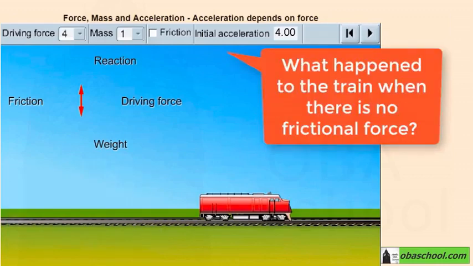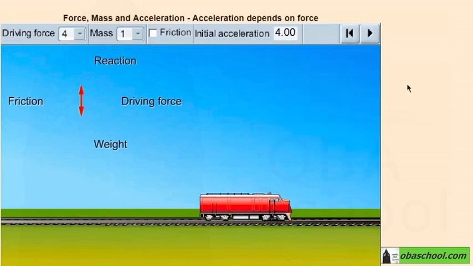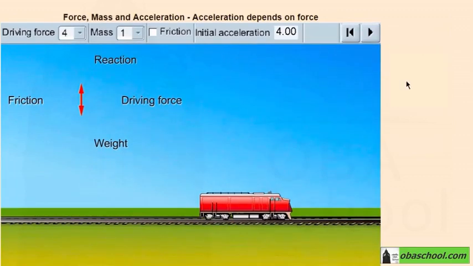And what happened to the train when there is no frictional force? Well, the train continued to accelerate until it fell off the rails. Now we will include friction. And let's check what will happen to the train.